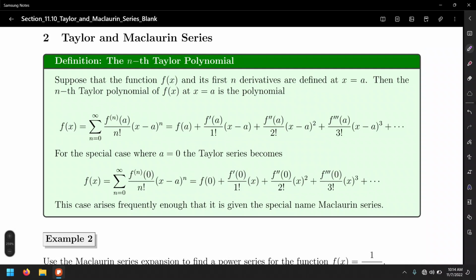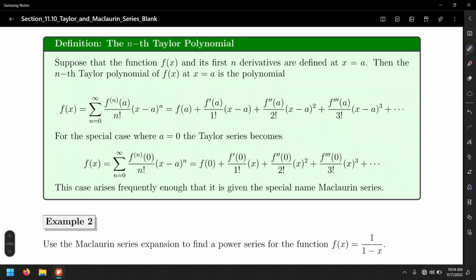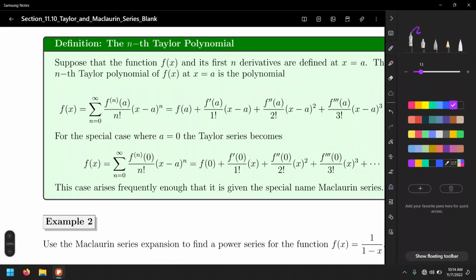All right. So Taylor and Maclaurin series. Well, check the power series. It looks a lot similar to what we have done before, except that this series right here has this f^(n), which is the nth derivative divided by n factorial, and it's evaluated at a, the center. So that's for the Taylor series.